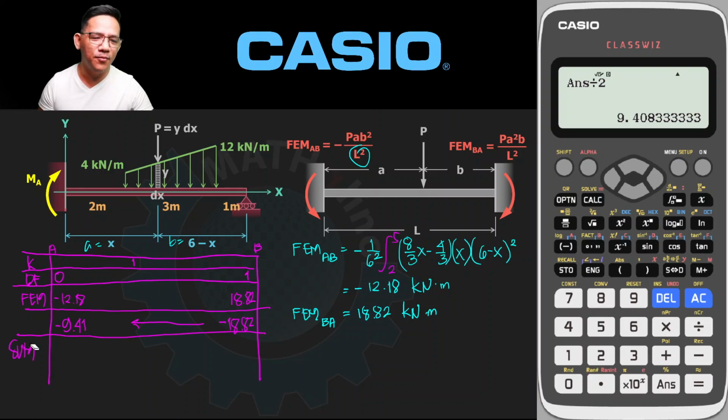That's the beauty of the moment distribution method, because we only have to do one distribution and we are done with the solution. So sum up, negative 12.18 plus negative 9.41.